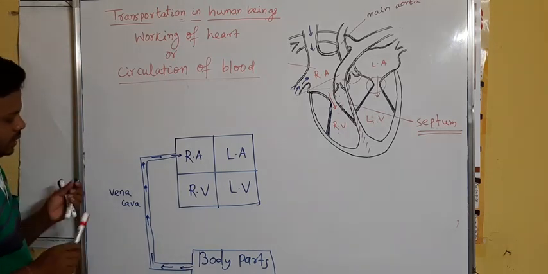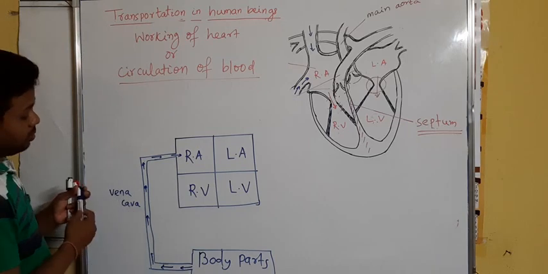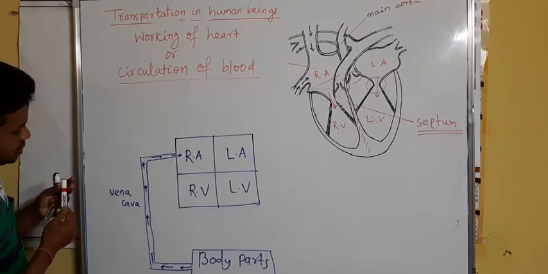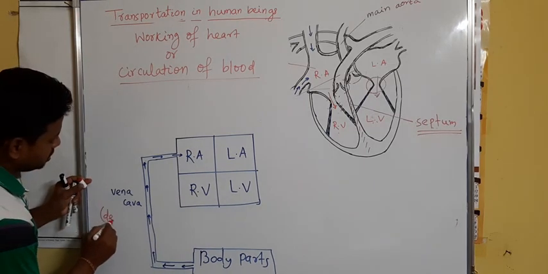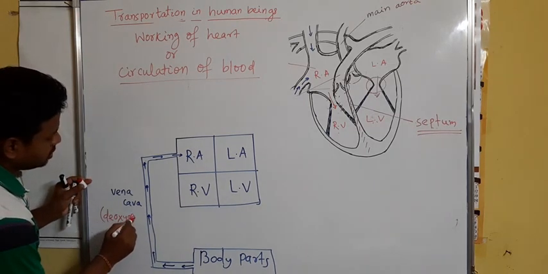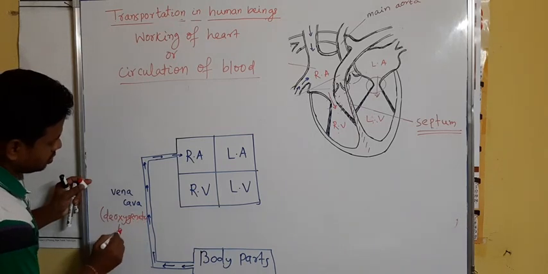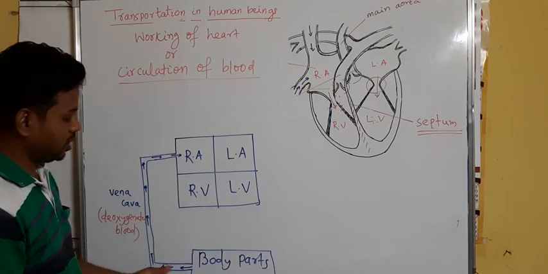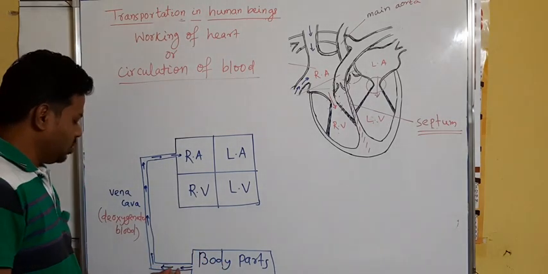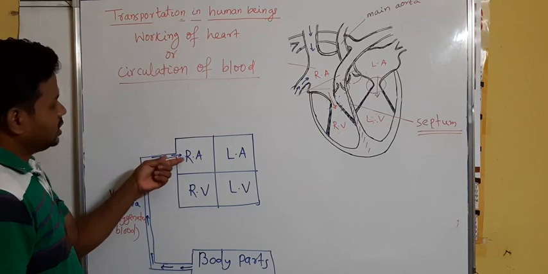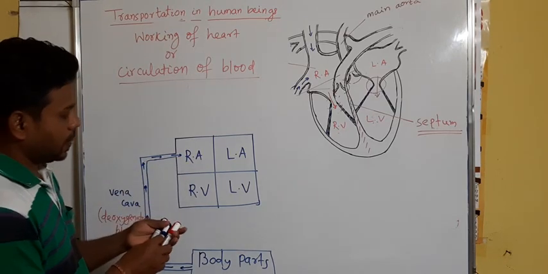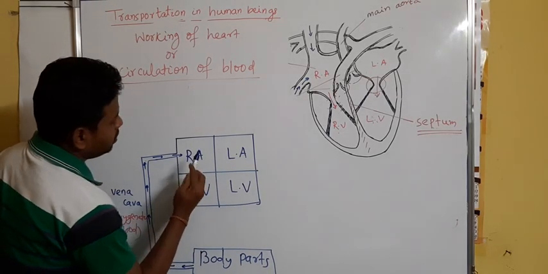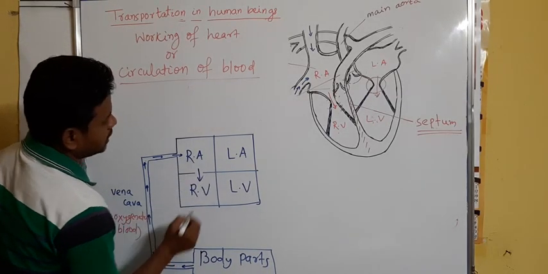Okay, then if we see the type of blood in the vena cava, it will be deoxygenated blood, because the cells of the body parts use the oxygen. So deoxygenated blood will reach to the right auricle. From right auricle, the blood will move to right ventricle.